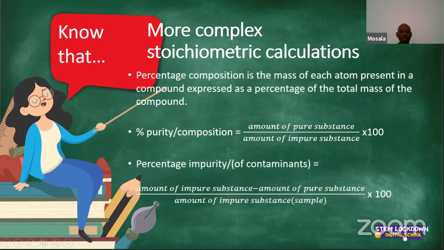So percentage impurity will be the reverse: the amount of impure substance minus the amount of pure substance, divided by the amount of impure substance, or the amount of the sample, multiplied by 100. So this is basically one way of determining the percentage impurity or percentage of contaminants. You might be asked that, but we will be doing those exercises. You should be able to follow this one.